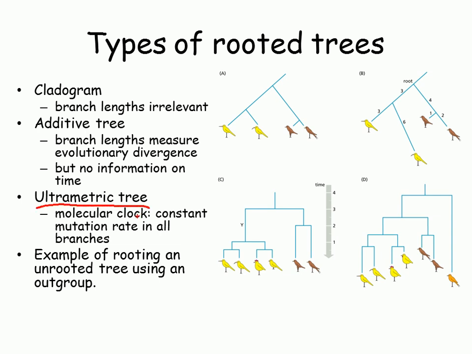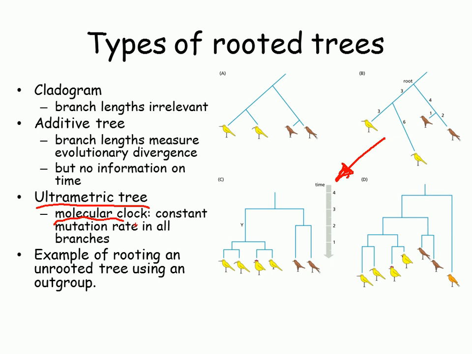An ultrametric tree is an additive tree where you have an idea of how much time each branch reflects. So the branch lengths now have a corresponding time unit to them. So to get from an additive tree to an ultrametric tree, we need to have a notion of evolutionary time. And to have that, we usually assume a molecular clock where a constant mutation rate is assumed.